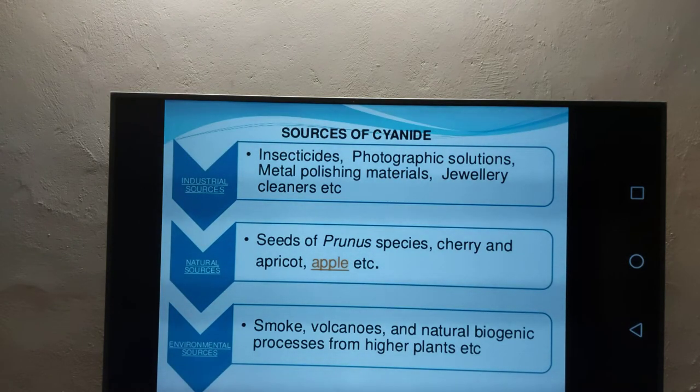Sources of cyanide: it is abundantly used in industries as insecticides, in production of photographic solutions, metal polishing materials, jewelry, gilding and electroplating. All those things use cyanide salts. If you search for sodium cyanide or potassium cyanide, they are even available on Amazon, online shopping. They are freely available because of industrial use.